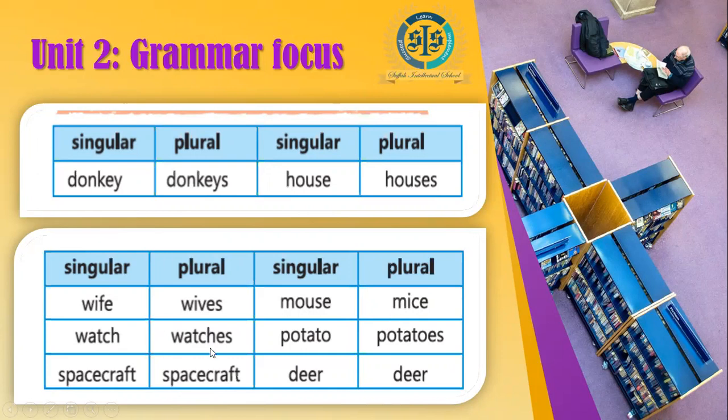Watch becomes watches with es. Potato becomes potatoes with es. So they both are regular plurals. Spacecraft becomes spacecraft, and deer becomes deer. So they both remain the same. That's why they are neutral plural nouns. Now you can easily recognize them anywhere. If they are written anywhere, you can recognize them, and you can make them as well.